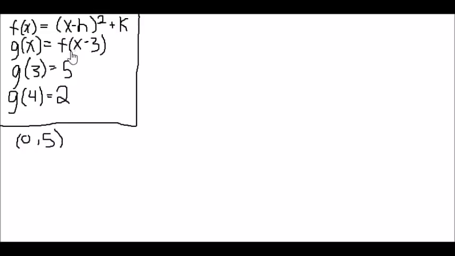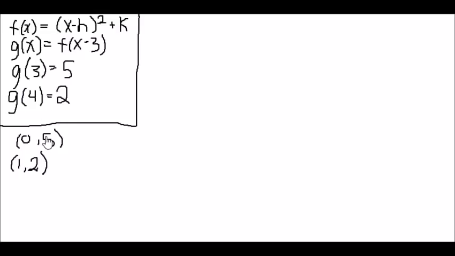Likewise, we can plug the 4 into here. We do g of x equals f of (4 minus 3), and that's 1. So we get a coordinate, or values of x and y, for f of 1 equals 2.